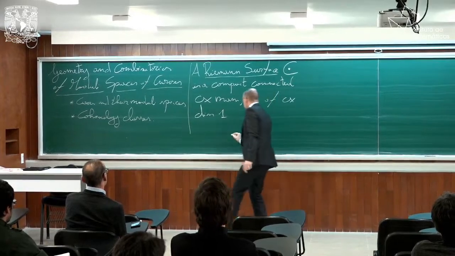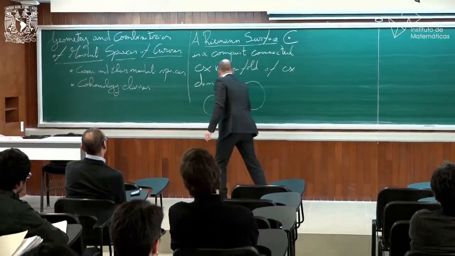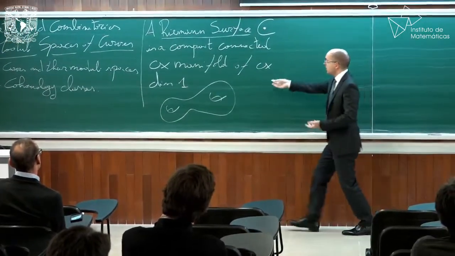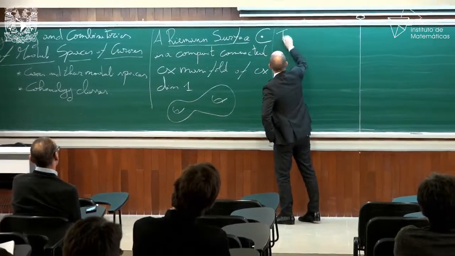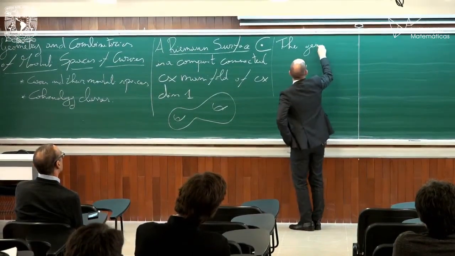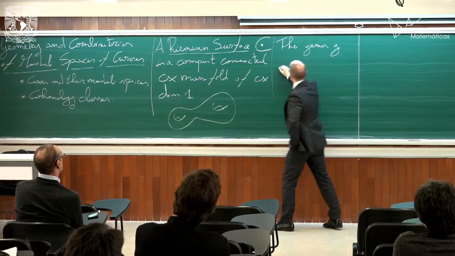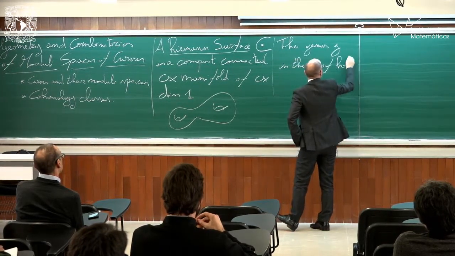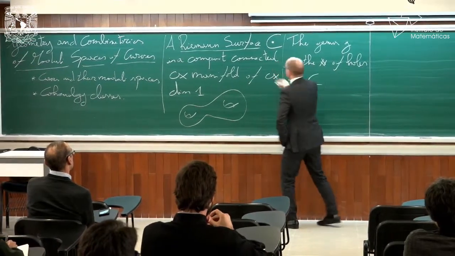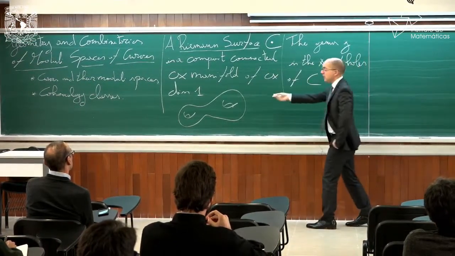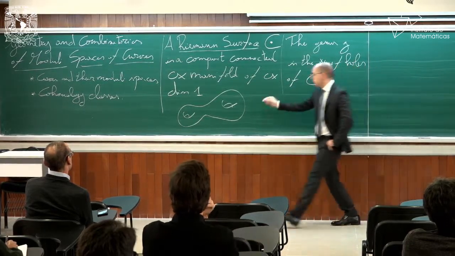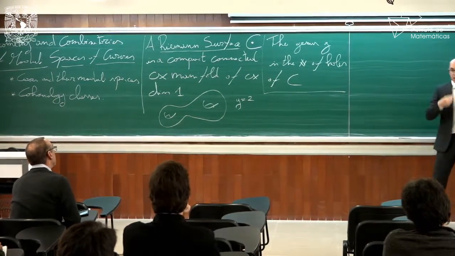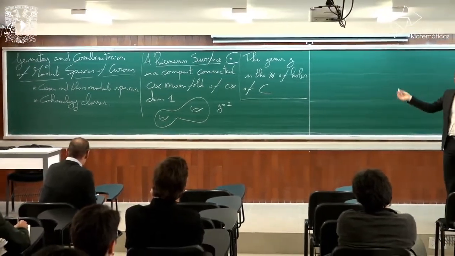So graphically, an object of this type looks like this. It comes with a number, the genus. The genus g is defined as the number of holes of C, of the Riemann surface C, viewed as a topological surface. In this case, we have g equal to 2. So this is one way of thinking about curves.